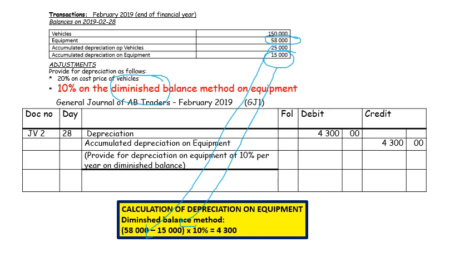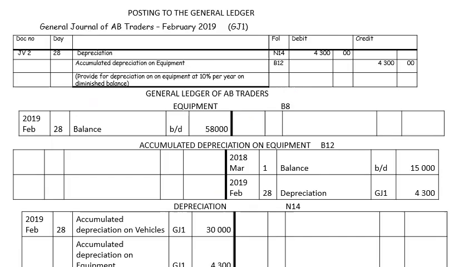Journal entry stays the same. Your expense depreciation will be debited and accumulated depreciation on equipment will be credited. Your narration: provide for depreciation on equipment at 10% per year on the diminished balance. When you post, you will not write in the equipment because you only write in equipment when we buy new, or when we sell.